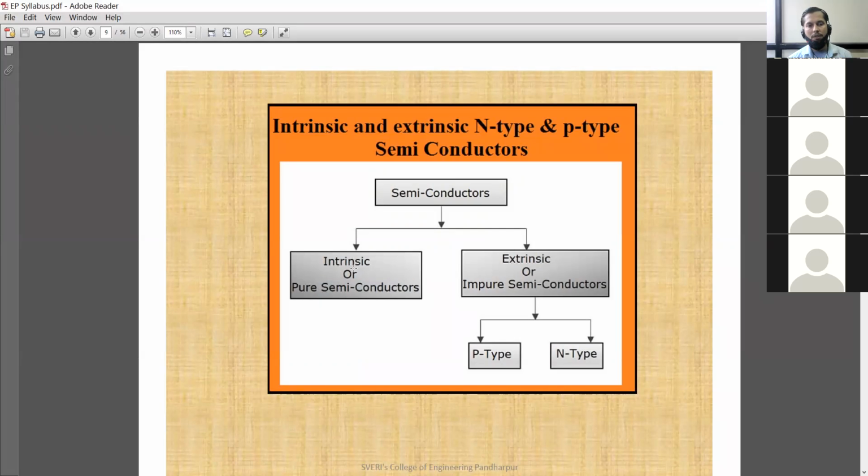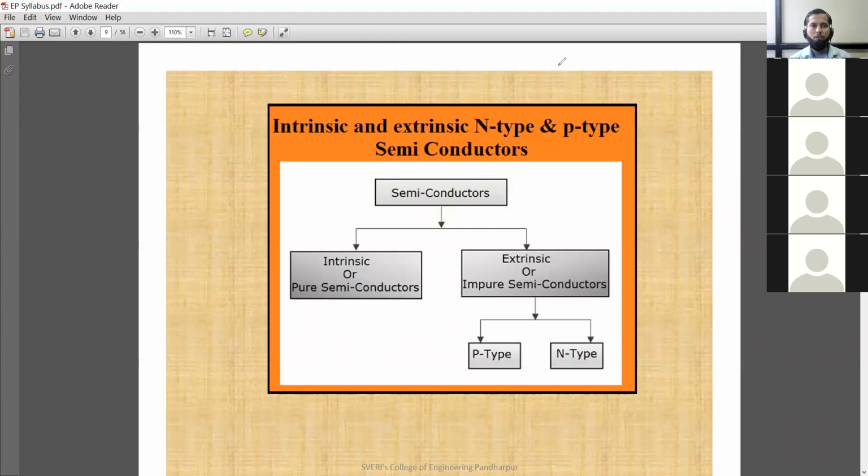Now, only intrinsic semiconductor is of no use. So for that, what we have to get? We have to get the impurity or doping process. From that, we can get some electron hole pair combinations. So to increase the electron hole pair combinations, we are adding that particular impurity in that intrinsic semiconductor.